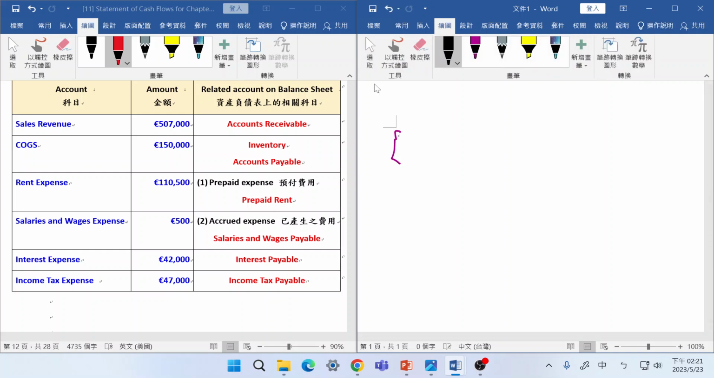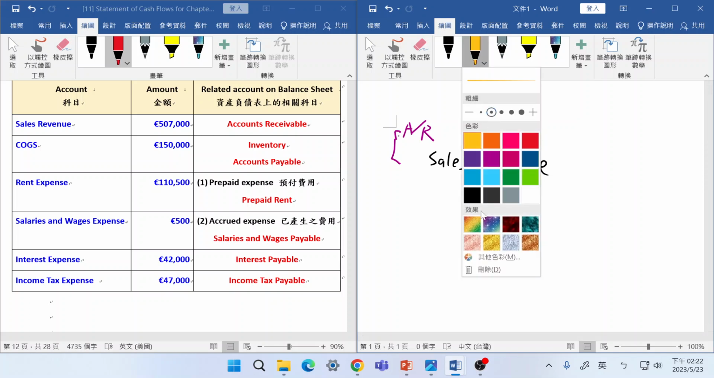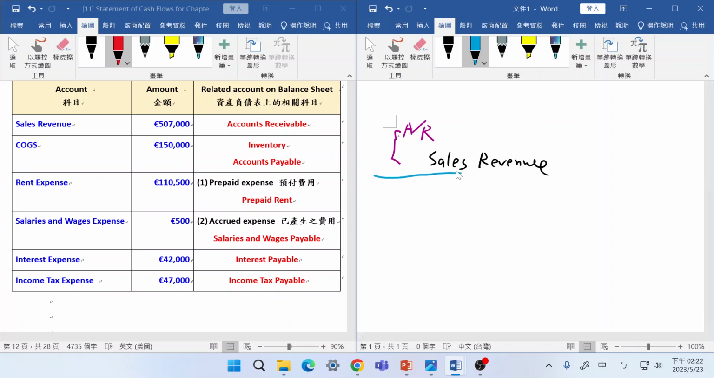For sales revenue, if you forgot, you should try to find out the journal entry. When I sell the products, I earn the sales revenues, okay? But usually customers don't pay the money yet. So that's why our accounts receivable increase as well.